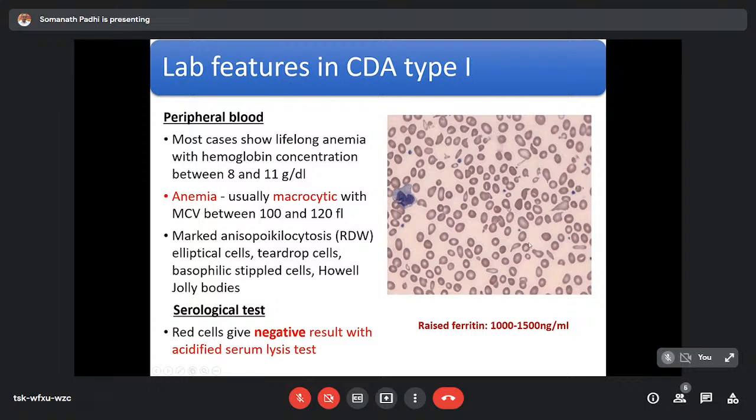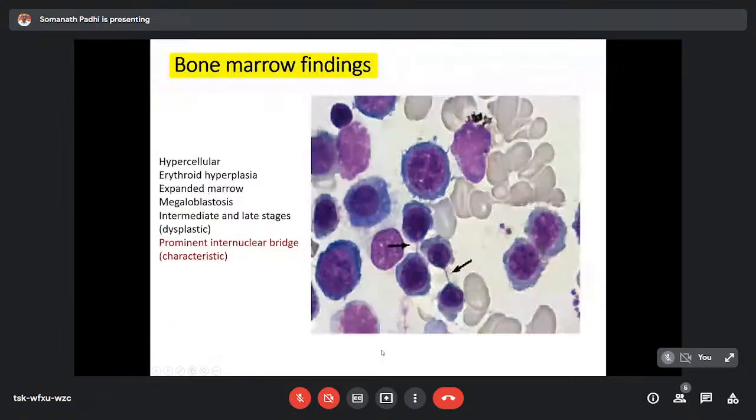You can see that there is a significant degree of anisopoikilocytosis, not much reticulocyte response in this case, as we expect that these patients have a suboptimal reticulocyte response. And on biochemical testing, we can see that this patient has a raised ferritin which ranges from 1000 to 1500 nanogram per ml. These patients are negative for the acidified serum lysis test that I am going to discuss later.